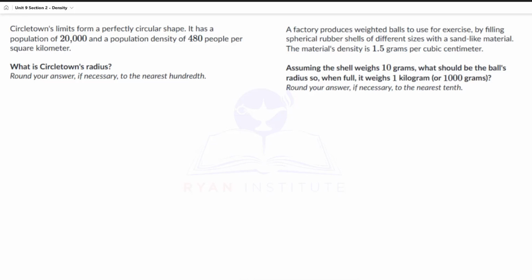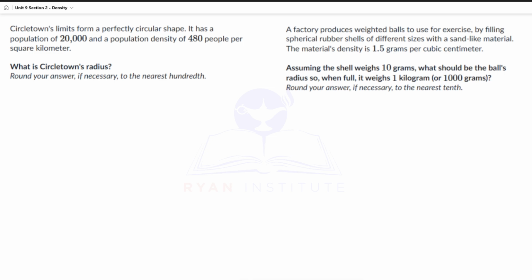In today's video, we are going to be talking about the density formula for area and volume. So on the left side is area, right side is volume. It says Circletown limits form a perfectly circular shape. It has a population of 20,000 and a population density of 480 people per square kilometer. What is Circletown's radius?